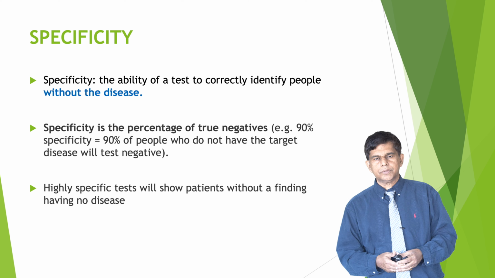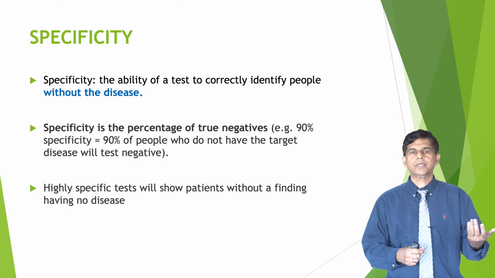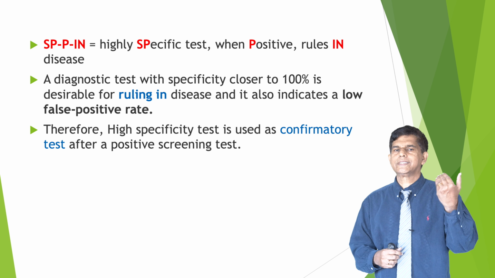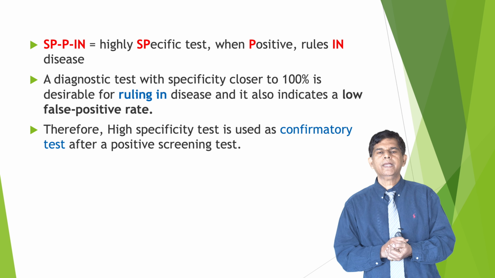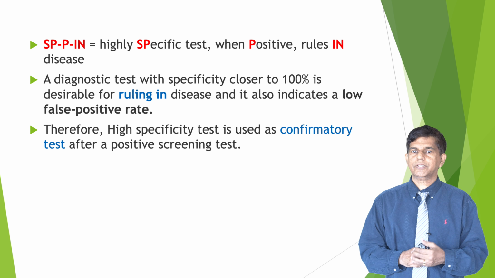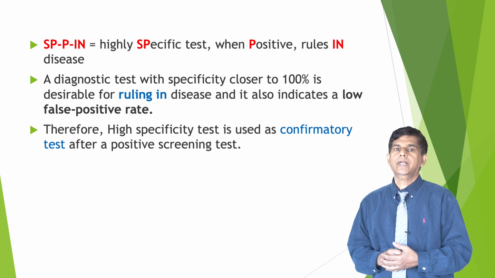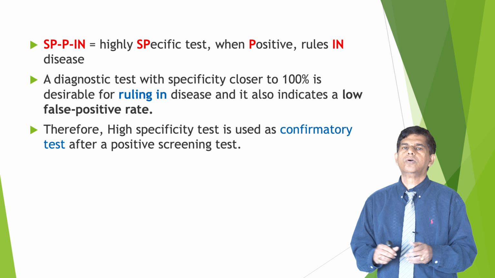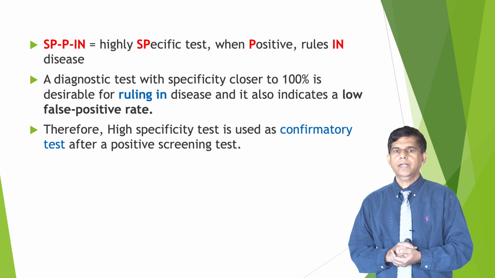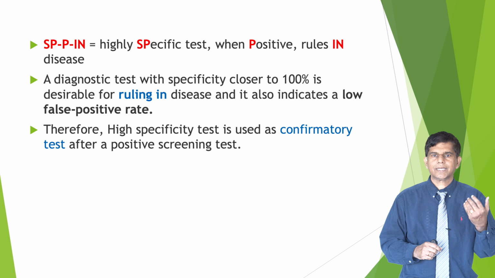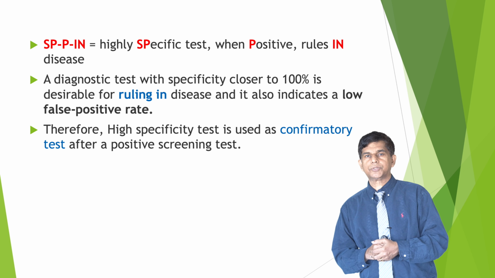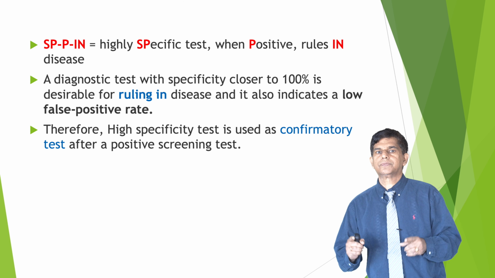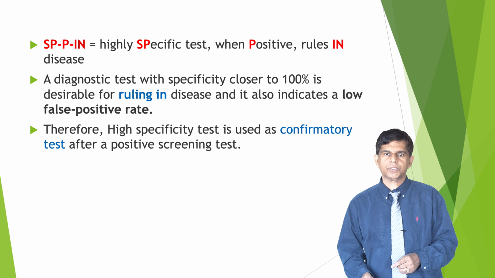Again, the mnemonic is SPIN: a highly specific test, when positive, rules in the disease. Always remember that. If you have a diagnostic test with a specificity closer to 100%, it's desirable for ruling in disease and also indicates a low false positive rate. Remember that. Therefore, it's used as a confirmatory test after a positive screening test. So a high specificity test is a confirmatory test after a positive screening test. Also remember that.